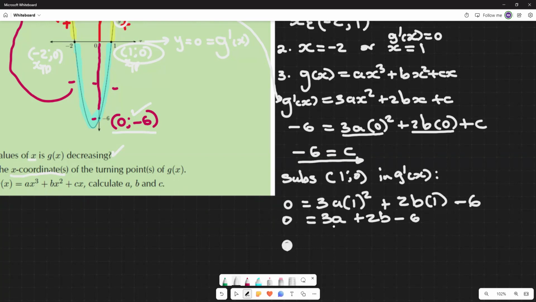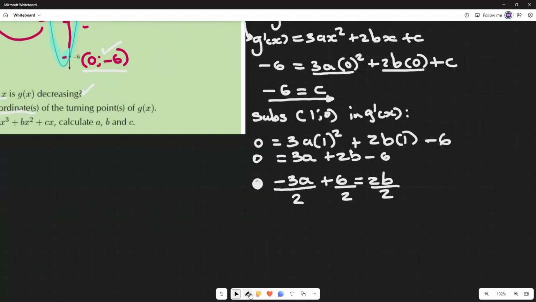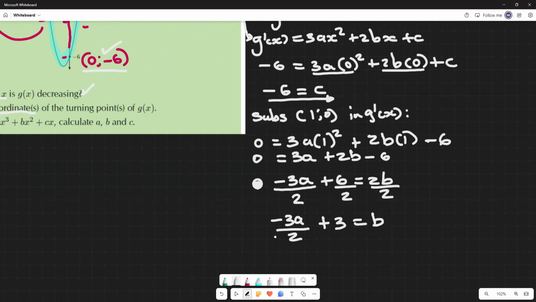Okay, let's do this. I'm going to move the 3a to this side. So it's going to be -3a, and 6 plus 6 equals 2b. Someone could have moved the 2b and left the 3a. It's entirely your own choice. Sharp. So I'm going to divide everything by 2 so that b can be left alone. So we have this, ladies and gentlemen: -3a over 2 plus 3 equals b. Right. Awesome.